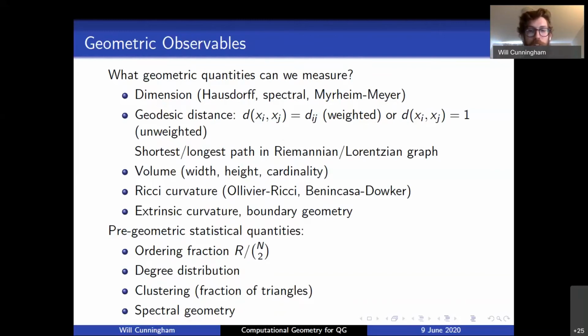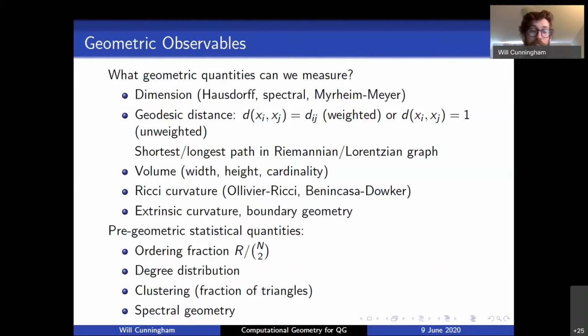Whereas the longest path is going to do some zigzagging up the middle of your causal diamond. We can also look at simple properties like the width, the height, and the cardinality of your set, which is going to give some information about the volume. There's a lot of interesting study in convex hull problems, where we're interested in looking at boundary geometry.